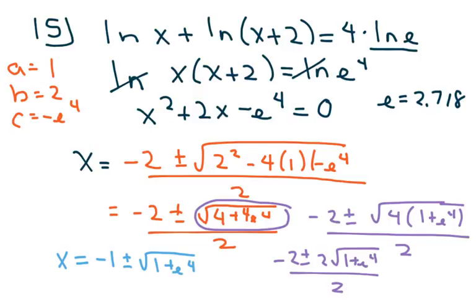Now, the negative portion, x equals negative 1 minus square root of 1 plus e to the fourth, doesn't work. So my solution set is just this one here.